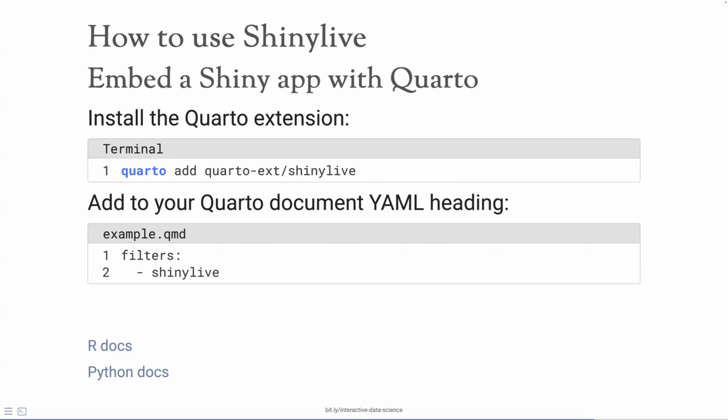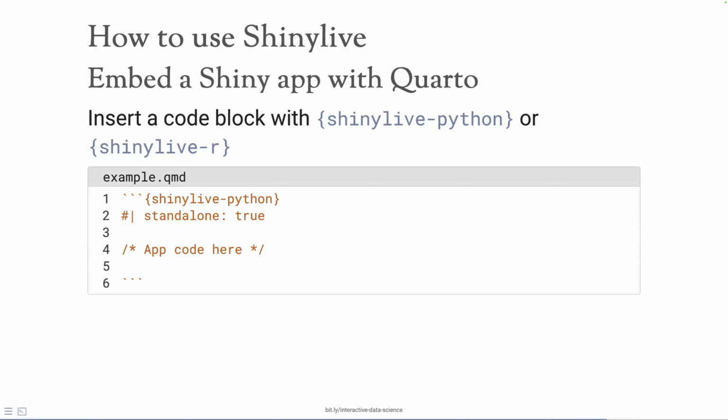And then the final way that you can create and share ShinyLive apps is using the ShinyLive extension. So you install the Quarto extension. Again, it should look a little familiar. And then you add it to your Quarto document YAML heading under filters. And then within your Quarto document, you insert a code block with either ShinyLive Python or ShinyLive R. And that's it. So like that app that you saw a little bit earlier, this is similar to the code chunk that I put in my presentation in order to create a ShinyLive application that I could edit in real time.